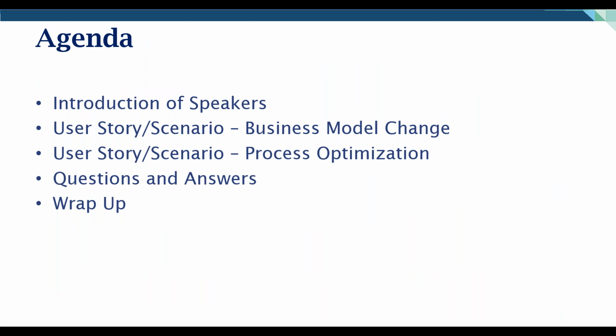Today, we're going to do an intro of the speakers in a moment, and then we're going to focus in on a couple of key user stories or scenarios. The first one is going to be about business model change and talking about how the combination of BRIM and RAR bring together an opportunity for you to do business model change or enable that. And next, we'll talk about a user story or a scenario focused on process optimization. And we'll try and hold some time open for questions and answers.